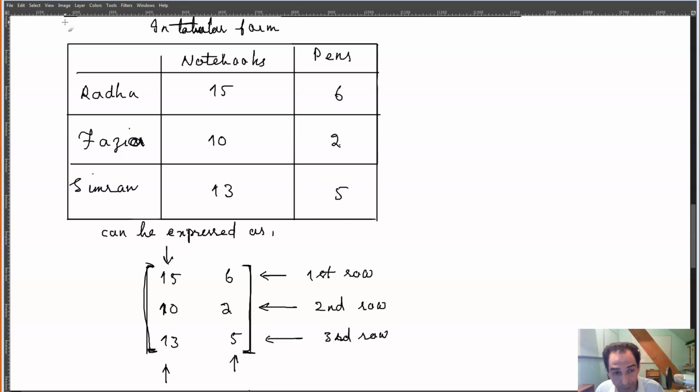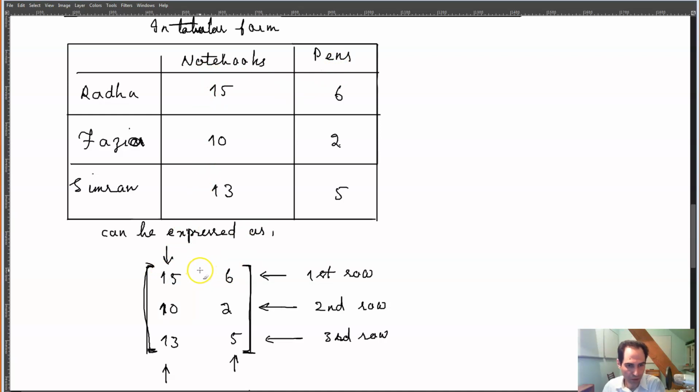So then what we have here, again in tabular form, we can express this information this way. In this bracket type of notation, I'm not calling it anything yet, you can express the same information in the same format, meaning 15.6, 10.2, 13.5, and a pair of brackets around all of the numbers. That's basically how you can express this information, with the understanding that, for example, the first row contains all of the notebooks and pens related to Radha.